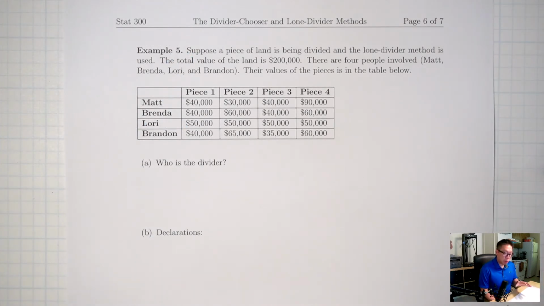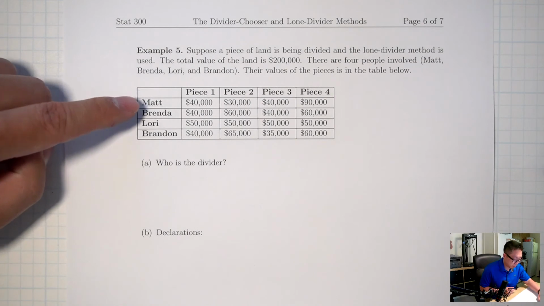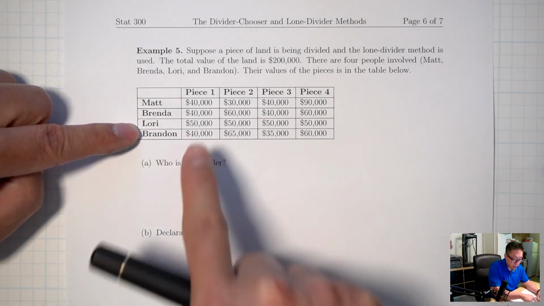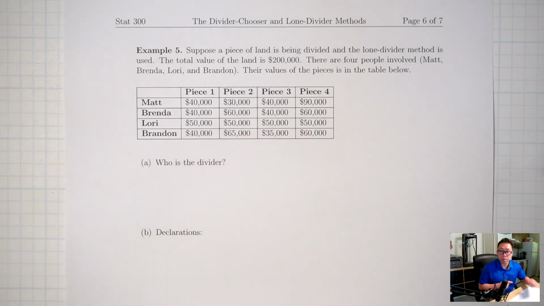So sometimes with the lone divider method, you end up in a situation where you get stuck. So this is an example of one of those. So let me show you what it looks like when you get stuck. Same situation, we have 4 people sharing land. They divide into 4 pieces. First question, who was the divider? So look for the person who valued each piece exactly the same. So who is the divider? Looks like Lori. So Lori valued each piece $50,000. She's the divider.